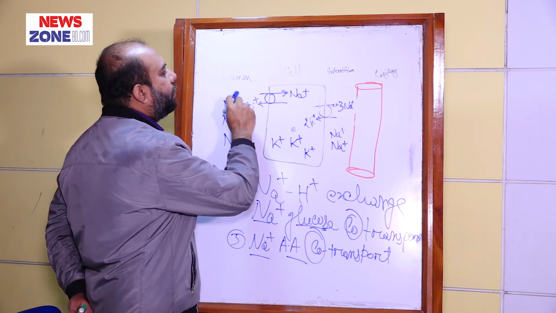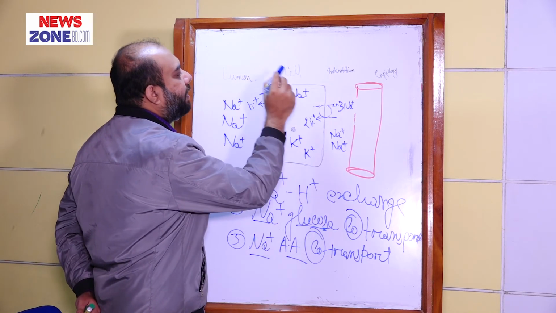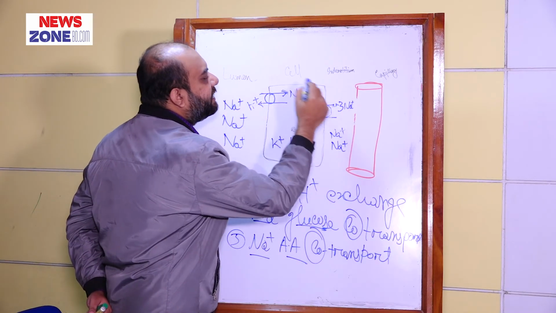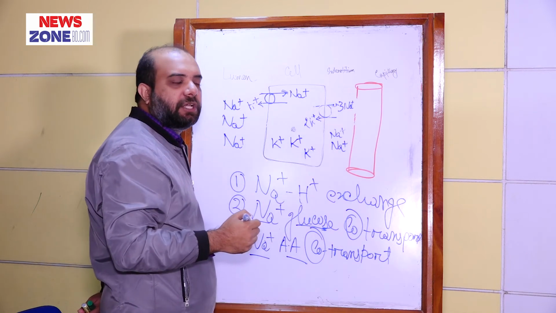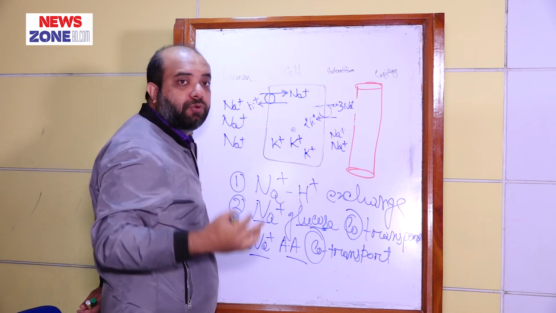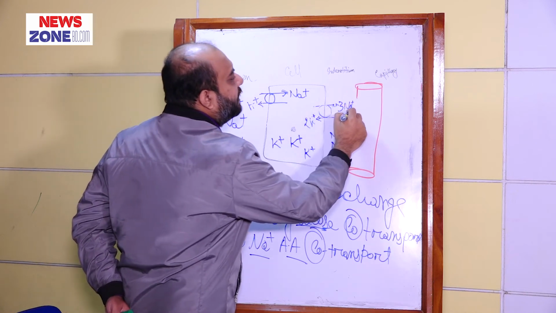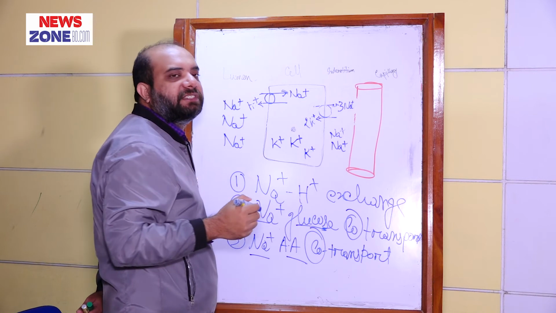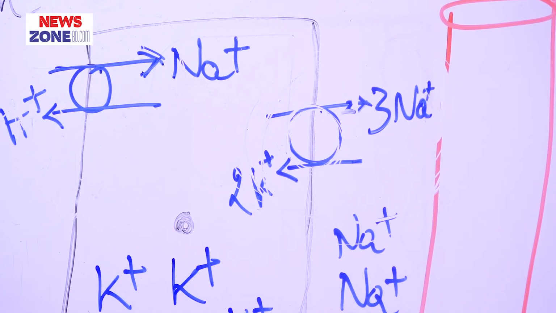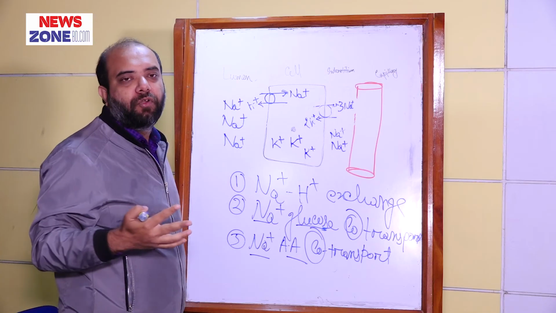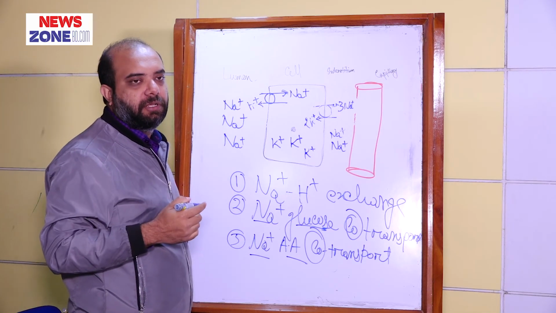So sodium ion will be moved from lumen into the cell and then from the cell into the interstitium, and from the interstitium, where will it go? It will go into the capillary system, that is the peritubular capillary, by another transport system which is named bulk flow or ultrafiltration.